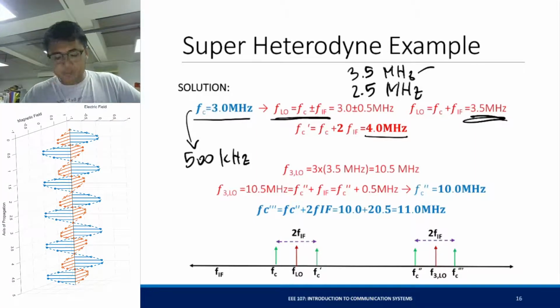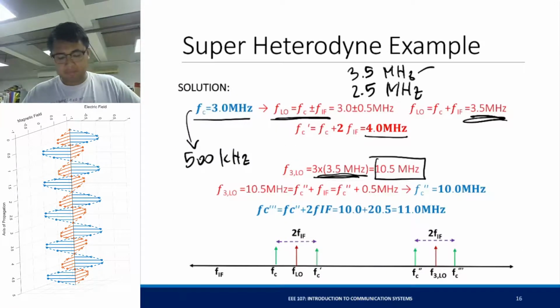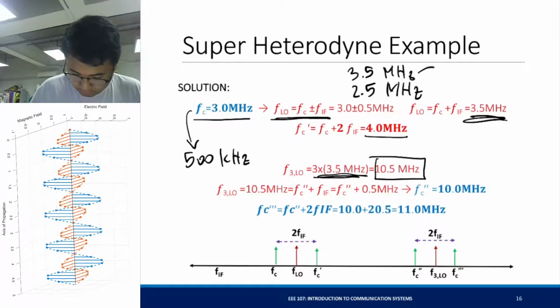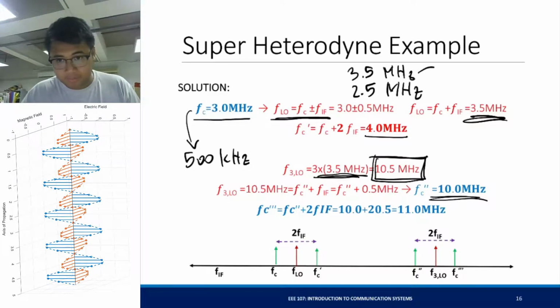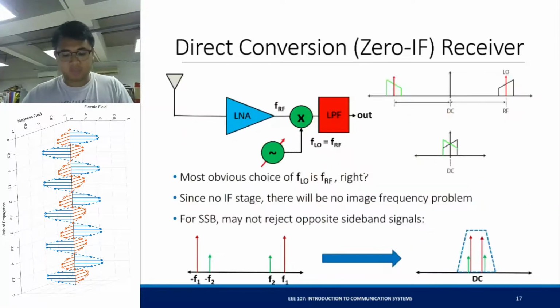Okay? The spurious component of your local oscillator is 3 times 3.5 megahertz. It's the third harmonic, as you can see here. So the spurious frequency is 10.5 megahertz. So that would mean that we need to look out for any signal at the 10 megahertz band because of this spurious 10.5 megahertz output. And we also have to look out for this 11 megahertz band, okay? Because these two could interfere with your signal at the output, if you try to mix them. All right. So this is how you analyze the behavior of a superheterodyne receiver.